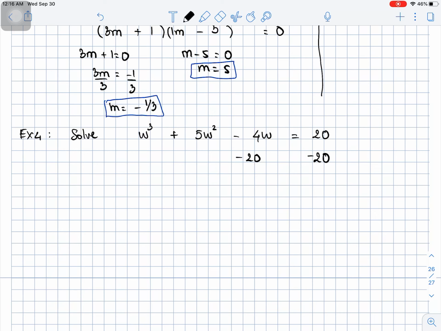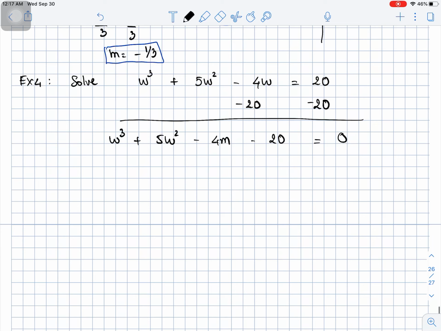Example number 4. We have the 20 on one side. We need to make it 0. We subtract 20 first. And then we count. We see that we have 4 terms. The GCF for this problem is 1, and we will factor by grouping because we have 4 terms.